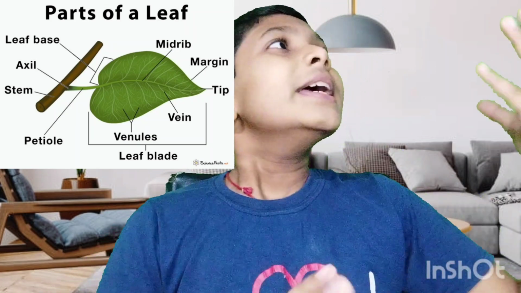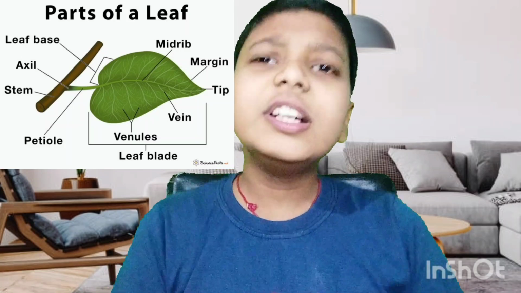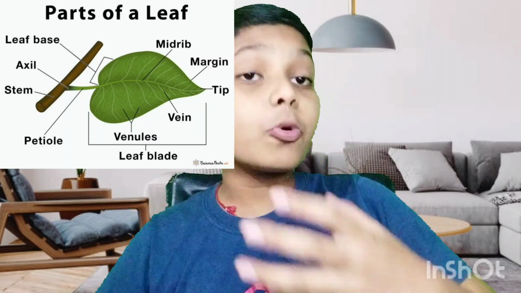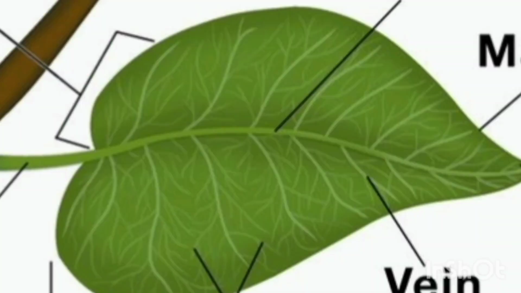Next, the leaf has a complex system of creating glucose by the process of photosynthesis. Let me explain this to you in detail. First of all, if you look at the lamina of the leaf, what is lamina? Lamina means the thin green part of the leaf. The green colored part of the leaf is known as the lamina.